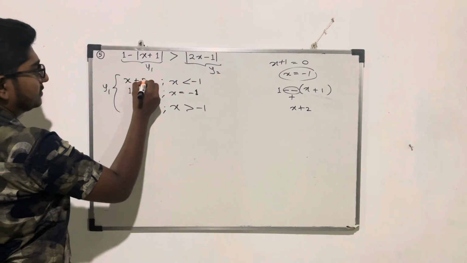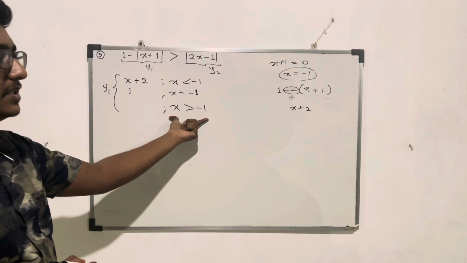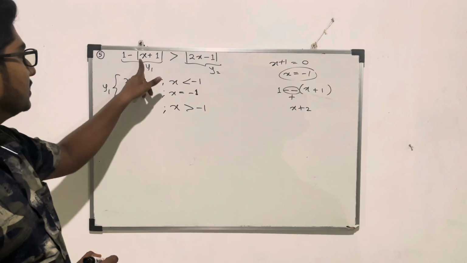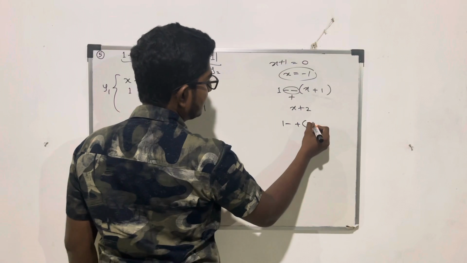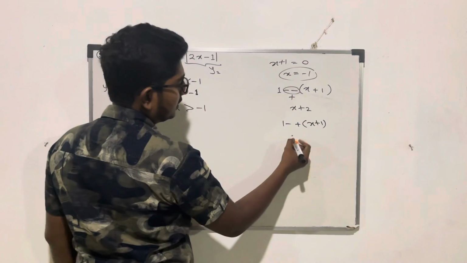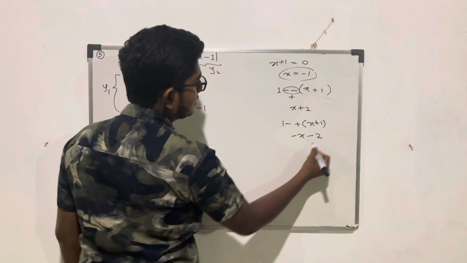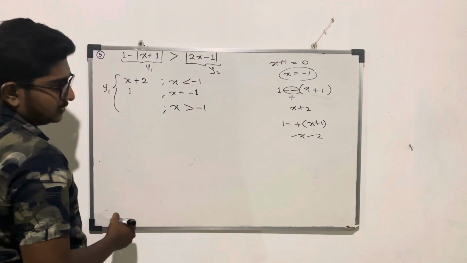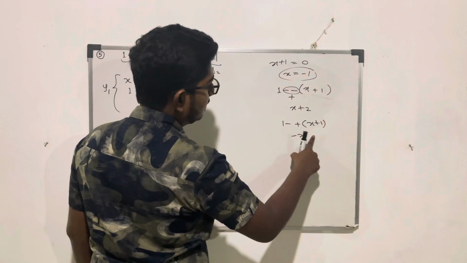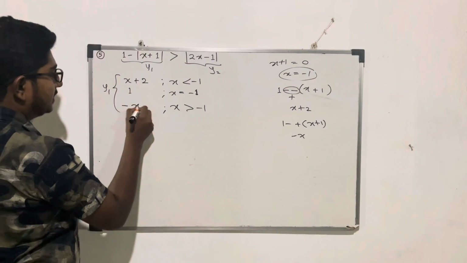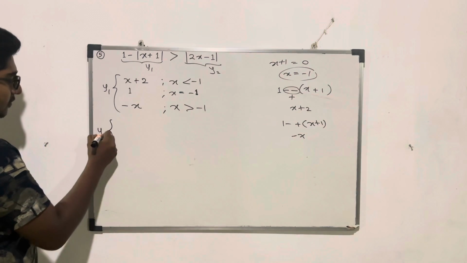This is the function. Then take a convenient value in this particular range, greater than minus 1. We can take 0. 0 plus 1 is plus 1. That means this bracket becomes positive. Now simplify. We have minus x minus 2. This is plus 2 plus 1, minus 1 get cancelled. Function is minus x. Now take the other part, y2.